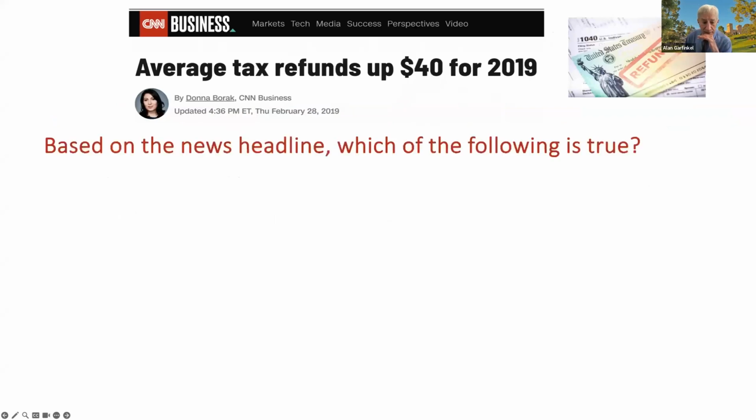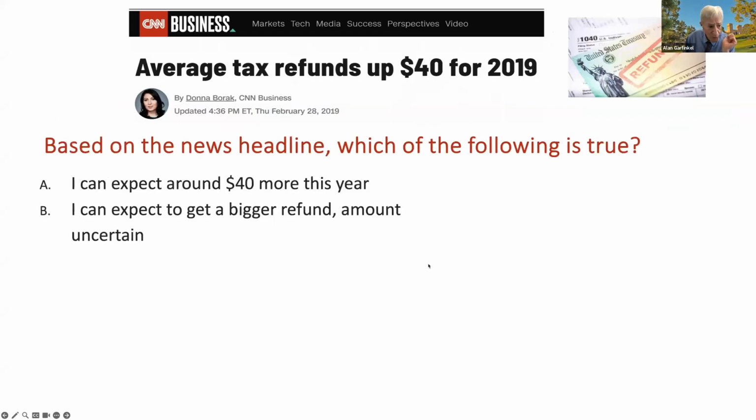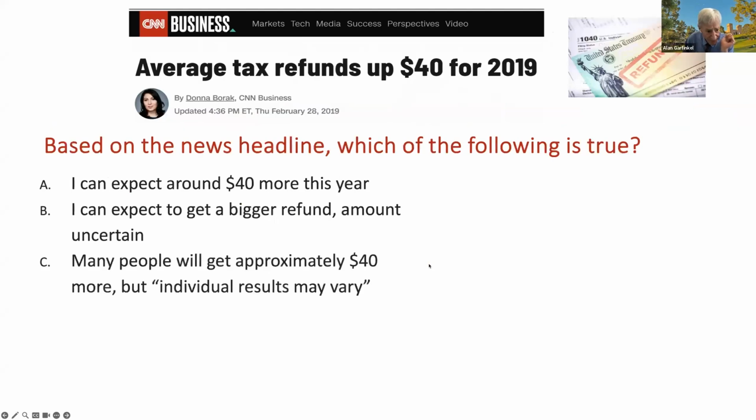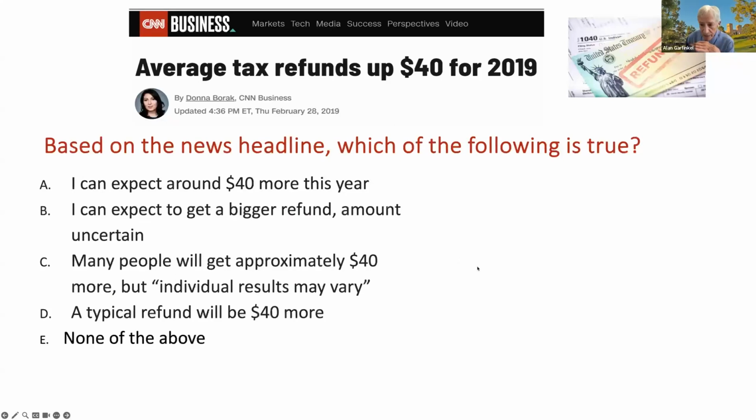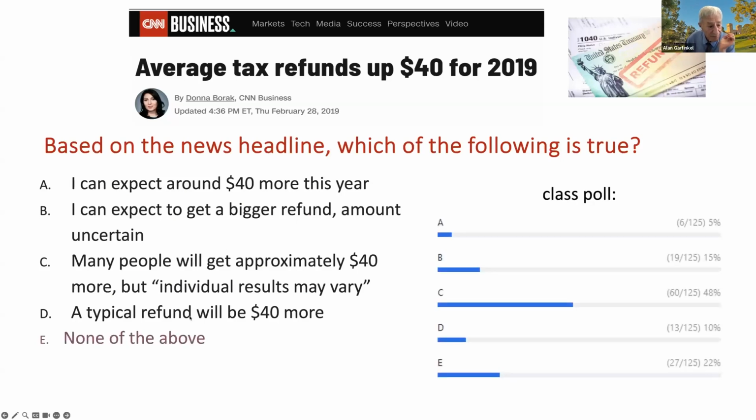So I showed the headline to my class, and I said, based on this headline, which of the following is true? A, I can expect around $40 more. B, I can expect a bigger refund. C, many people will get approximately $40 more. D, a typical refund will be $40 more. And E, none of the above. And of course, the correct answer is none of the above.